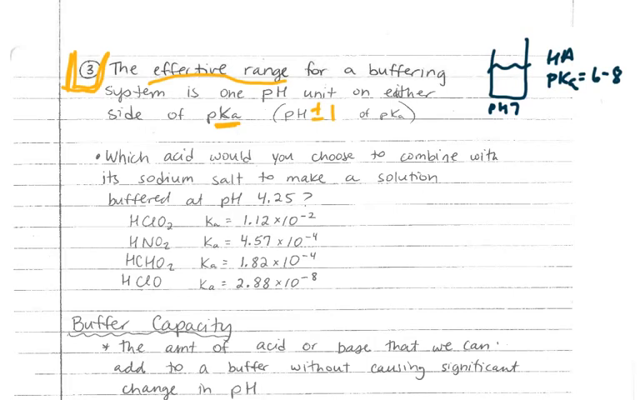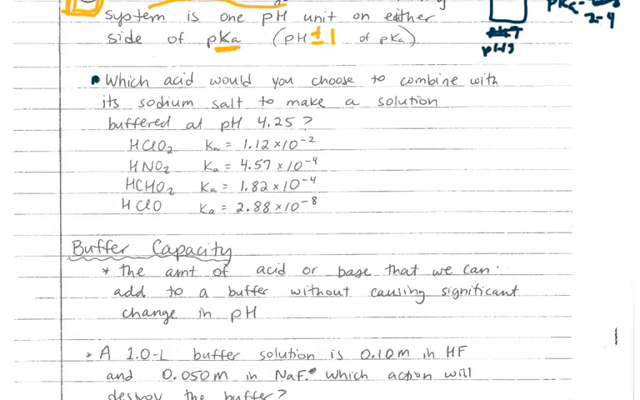Same thing, if you want to make a buffer with a pH of 3, then you'd want to pick an acid with a pKa of 2 to 4. All right, those make the most effective buffer systems. So, concept check. Which acid would you choose to combine with its sodium salt in order to make a solution that has a buffer pH of 4.25?